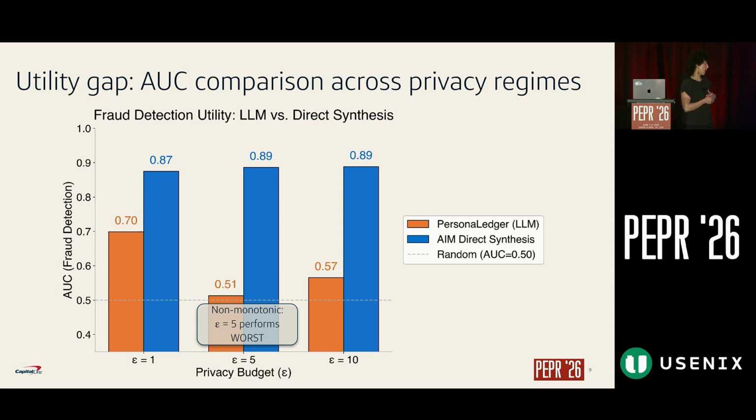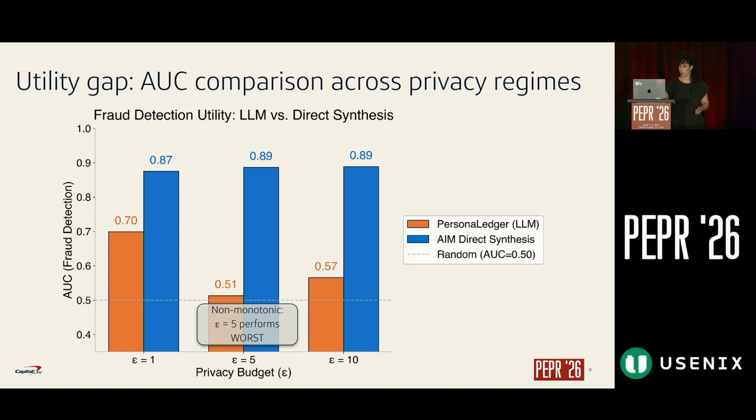There is a non-monotonic relationship with the privacy budget that we found interesting, because if you look at epsilon 1, pretty strong protection, the PersonaLedger classifier was already pretty reasonable at like a 0.7 AUC. But as you go to epsilon equals 5 and 10, we saw that epsilon equals 5 actually performed worse, which we didn't expect. So it looked like there wasn't a relationship between the epsilon and how well the model was performing, and that told us that something was probably happening with the LLM, because that was an unexpected relationship there.